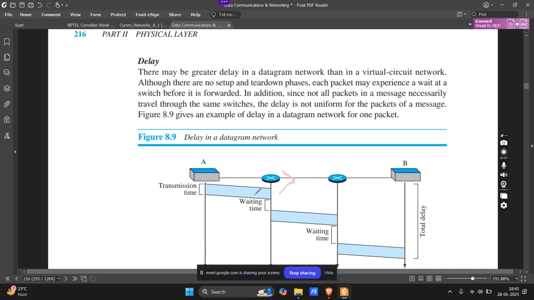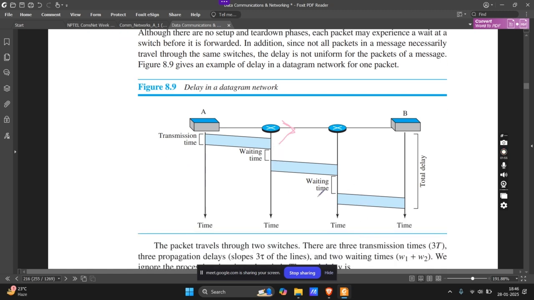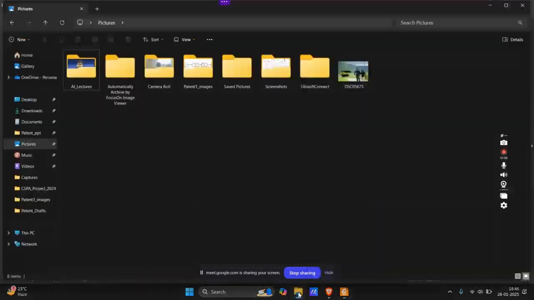So they have to wait, and then again at the next switch they have to wait. Here the transmission is going on, but once the transmission is done, it is waiting, and then the transmission starts again. So from packet A to switch 1 and switch 1 to switch 2, the transmissions are not immediately one after another. There is a waiting time involved, and the total delay is the sum of these waiting times and the transmission times.